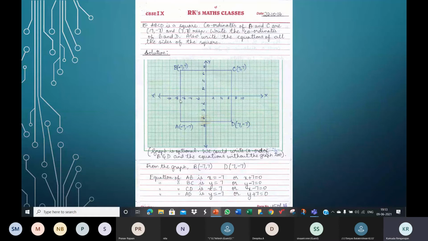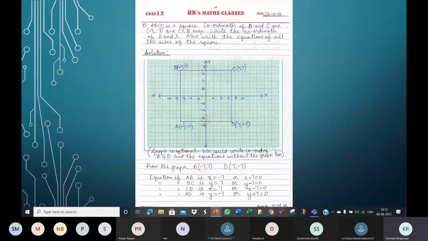So now this is parallel to the y-axis, so it is x is equal to a. And will the value of a be positive or negative? If it is on the left side, it will be negative, x is equal to minus a. If it's on the right side, it will be positive, x is equal to plus a.